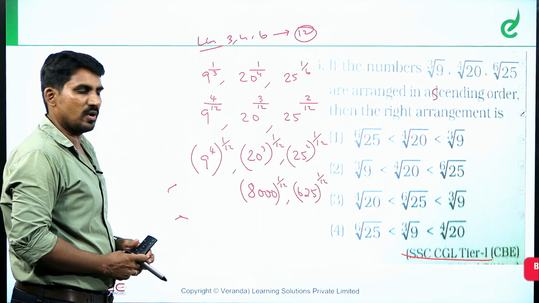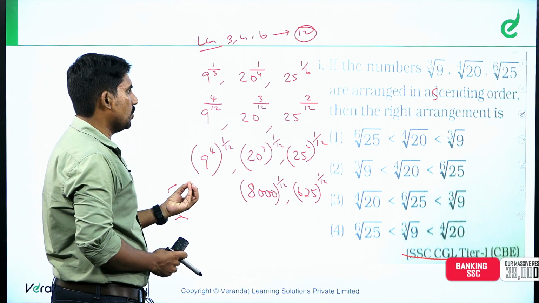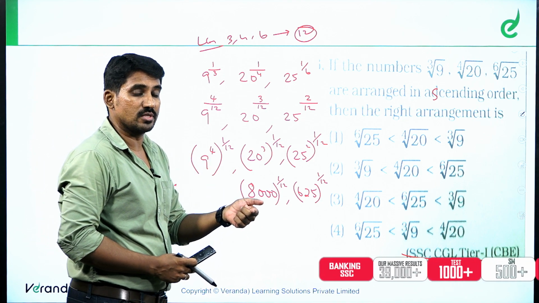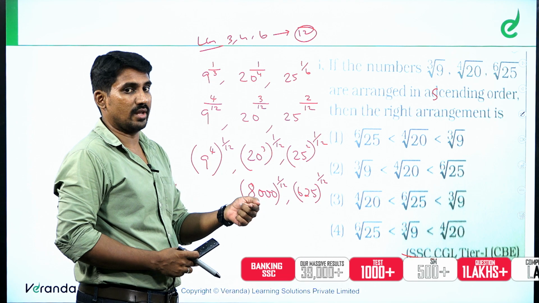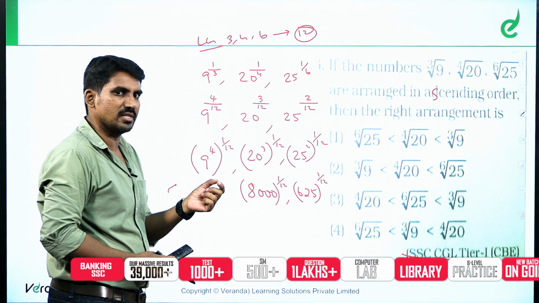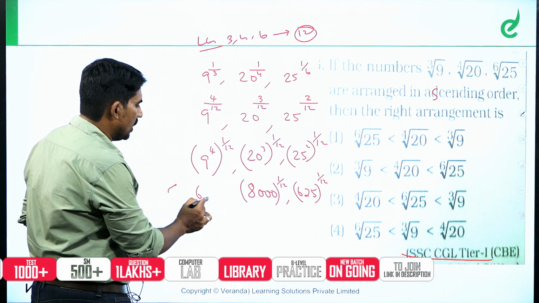Then 9 power 4 is what? 9 cube we know very well, 729. 9 power 4 is what? We know 729, into 9 times. Therefore, 729 into 9 means what is the value? 6000 something. Clear? We will have a value, 6000 some value we will have.